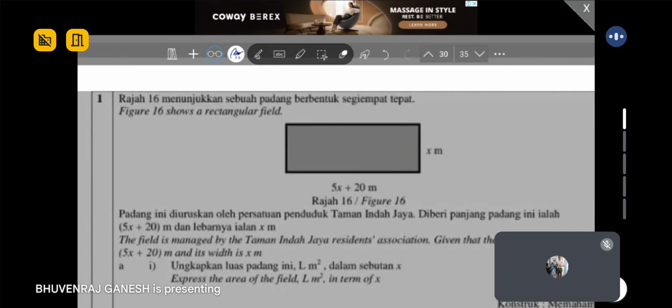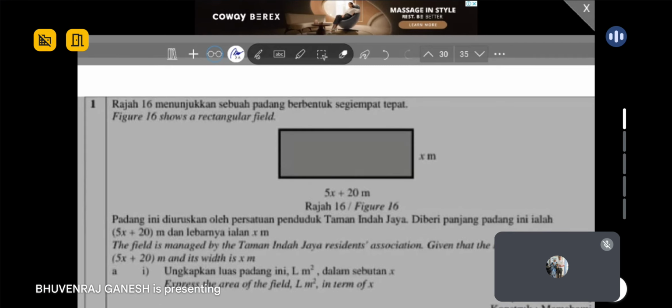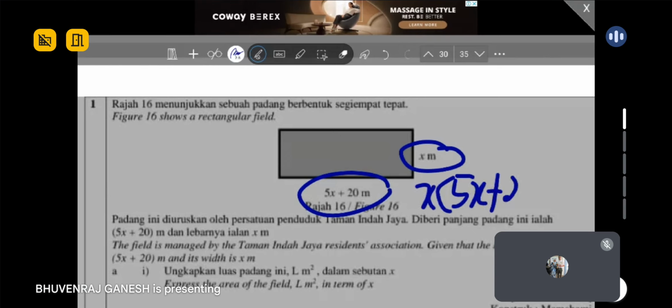Okay? Alright. So first question guys, they ask you to express the area of the field. Okay, ungkapkan luas padang. So how? Very simple, right? You just take length times width. Okay, kali 2 ni saja. Okay, so that is your answer. Ini jawapan dia. Okay, kalau nak kembangkan pun boleh.